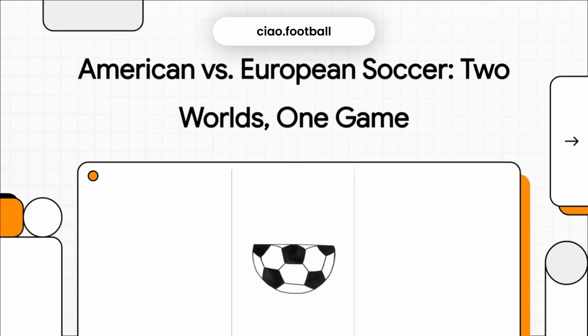All right, let's talk about soccer. Or, football. It's the same game, same ball, same basic rules. But when you really look at how it's played and structured in America versus Europe, well, you're looking at two totally different universes, built on completely different ideas of what a sports league should be.